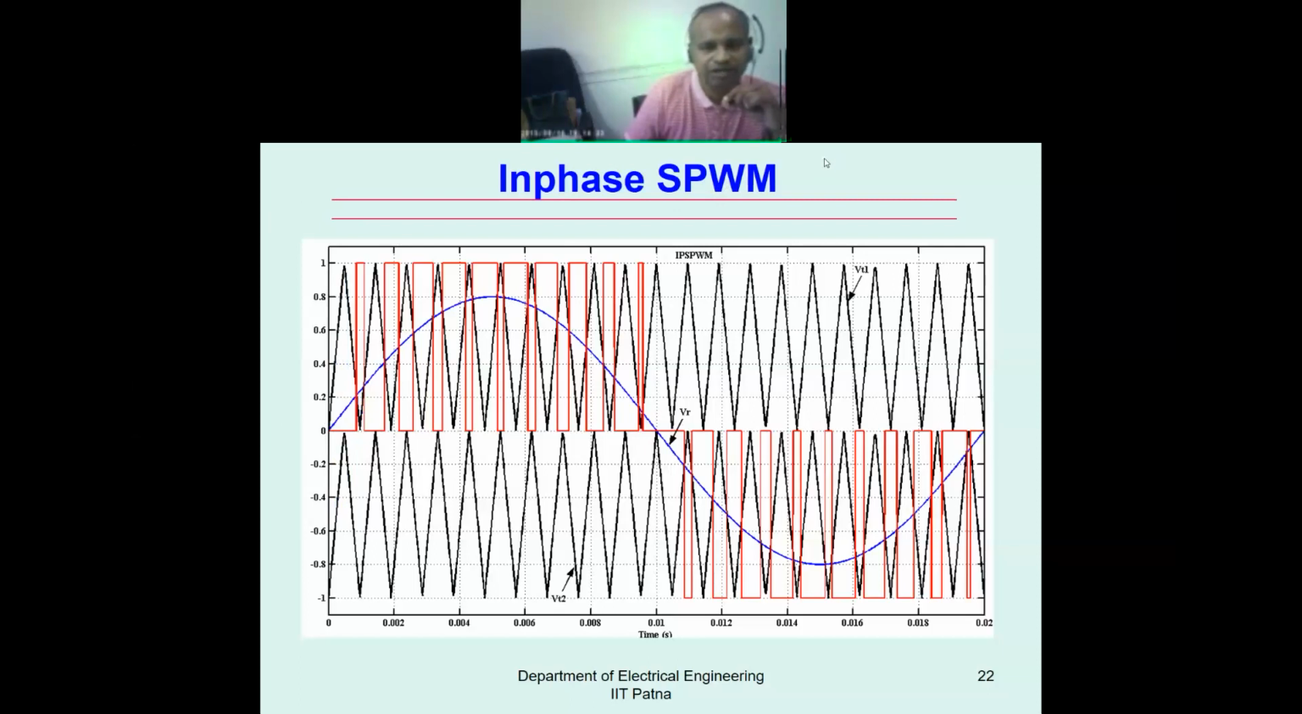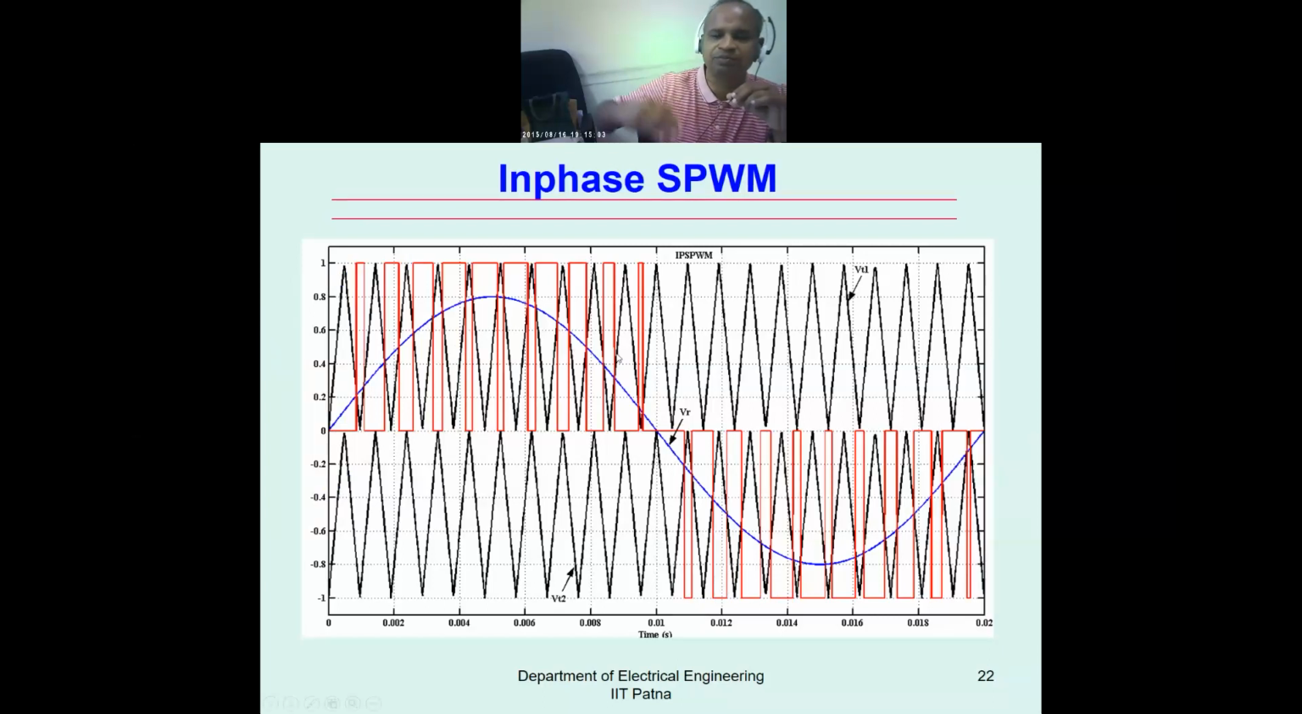Two carrier waves, one upper and another lower carrier, are compared with a sine wave. When VR is greater than VT, you get a pulse here, a pulse here, and a pulse here. In the negative cycle, you can see that here you get a pulse. This way you can compare for a 3 level.